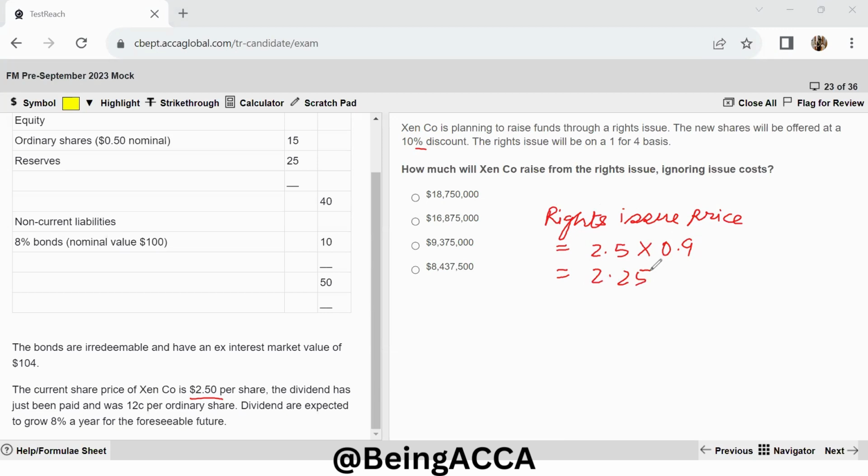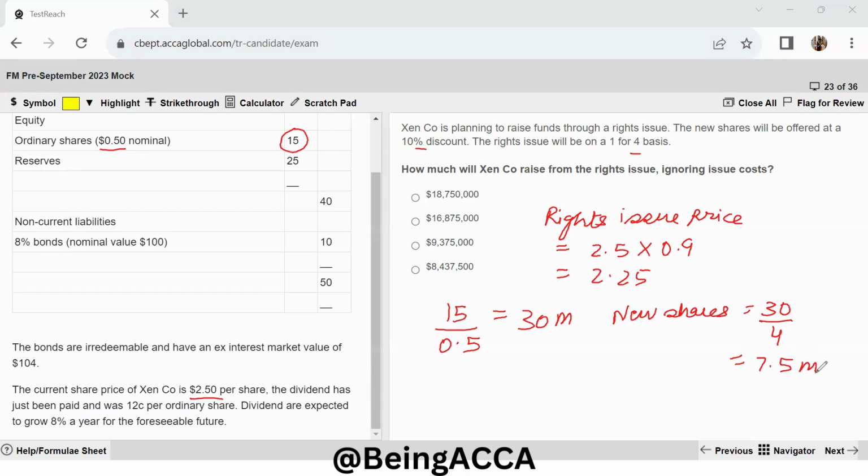Now they are currently having how many number of shares? We have a book value of 15 and 0.5 is the nominal value. So my number of shares is nothing but 15 divided by 0.5, which is 30 million shares. This means I have 30 million shares in issue at the moment. Now I am giving 1 share for every 4 shares. So that means my new shares will be 30 divided by 4, and if I divide 30 by 4, I will get 7.5. That means I am issuing 7.5 million new shares.